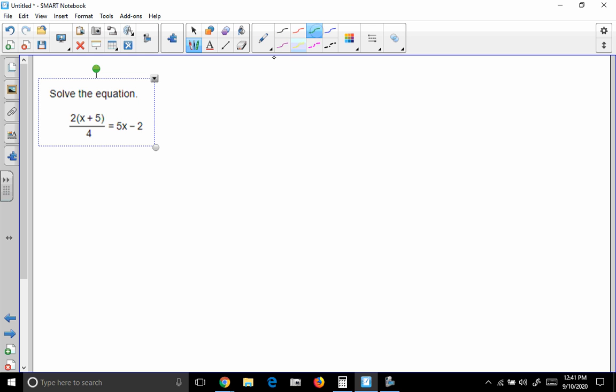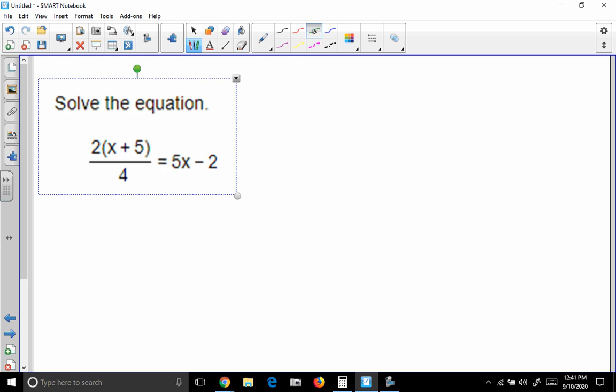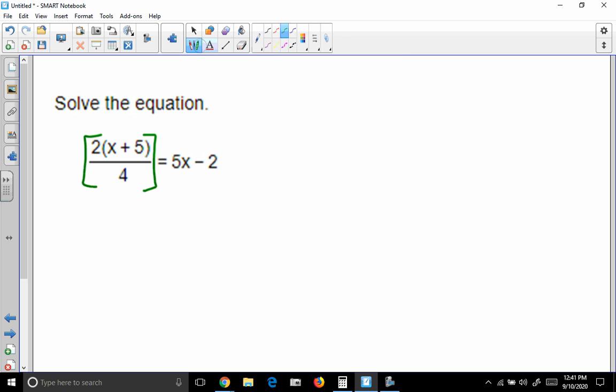Here we have a fraction, so we want to get rid of the fractions. So we have one fraction. This whole thing is one term. There's nothing added to or subtracted from this term. Now the numerator does have some adding, but there's nothing that's added to this. So the opposite of dividing by 4 would be to multiply by 4. So we're going to multiply this term by 4 and both terms on the other side by 4.